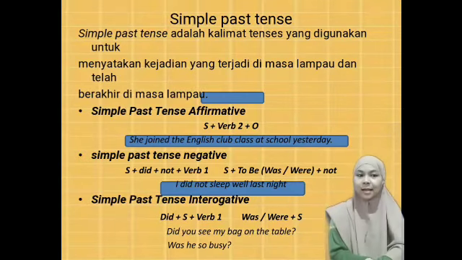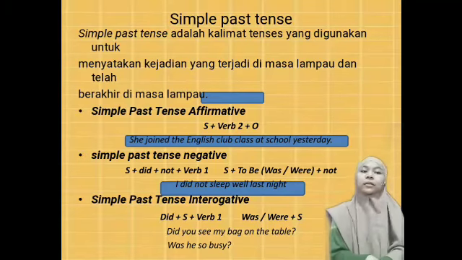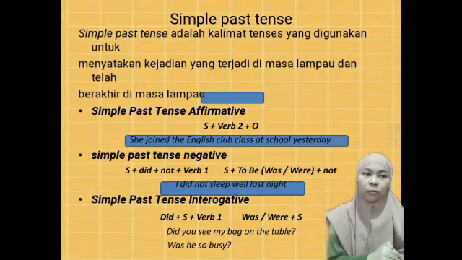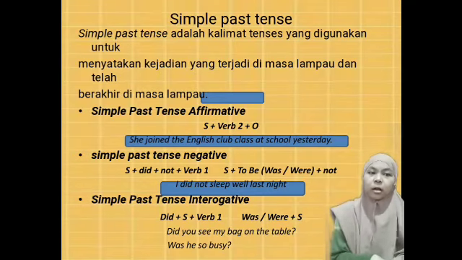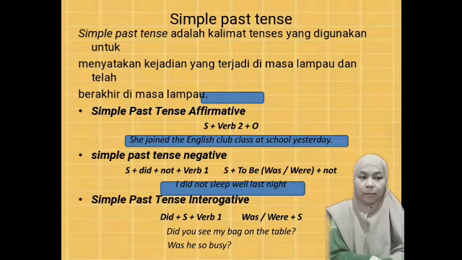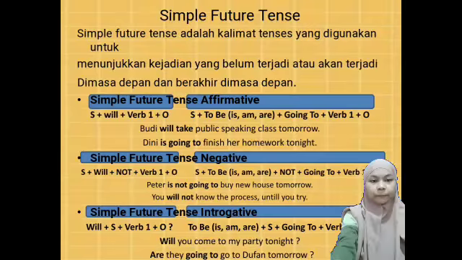And the last is simple past tense interrogative. The pattern is did plus subject plus verb 1, or was, were plus subject. For example, did you see my bag on the table? Or was she so busy?